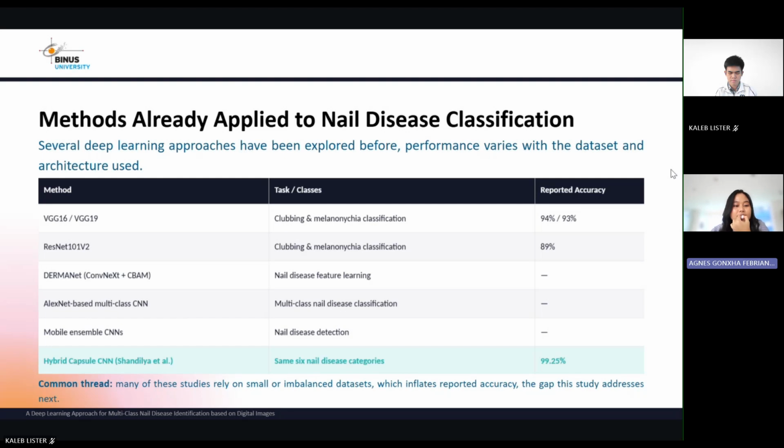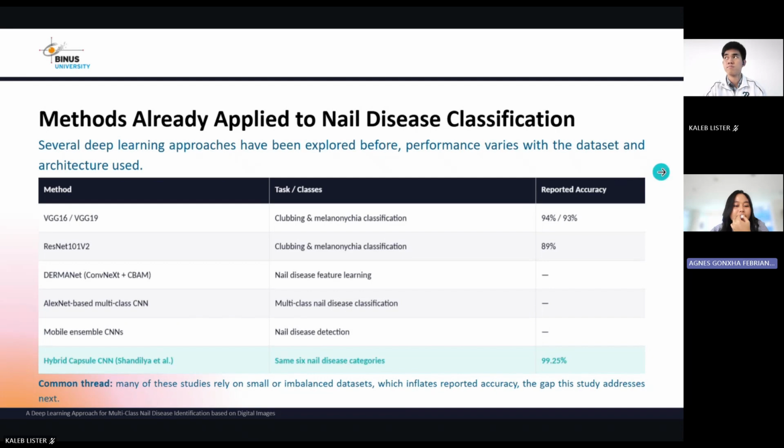used a hybrid capsule CNN on the same six nail disease categories we're using and reported a very high accuracy of 99.25%. The common trait across many of these studies is that they rely on small or imbalanced datasets, which can inflate the reported accuracy, and that's exactly the gap our study addresses next.